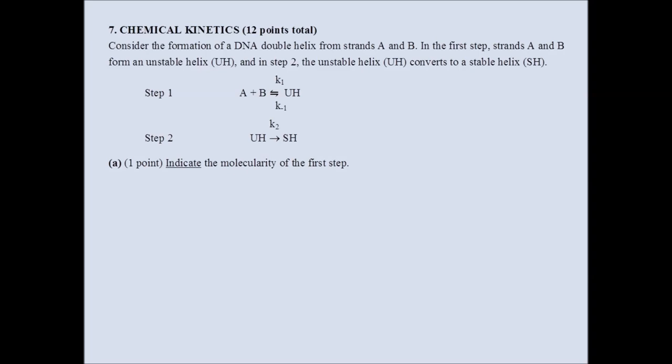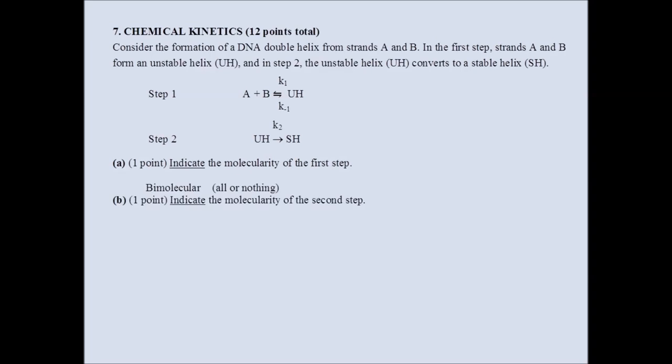So the molecularity of the first step is going to be bimolecular because we have an elementary reaction. So in order for this to happen in one step, A and B must collide. By contrast, the molecularity of the second step is unimolecular because we have one thing that is changing into one other thing, so there doesn't need to be a collision, only one molecule needs to be involved.